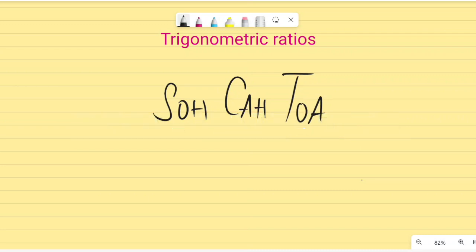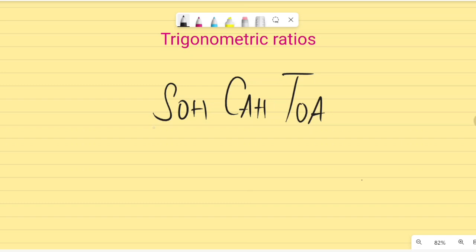Video of trigonometric ratios. So in our last video we left it on SOH CAH TOA. Those who are new, for them, trigonometric ratios are the ratios which help us find the missing angle and side in a right angle triangle. There are three different types of ratios which are known as sine, cosine, and tan, and we will now discuss their formula.